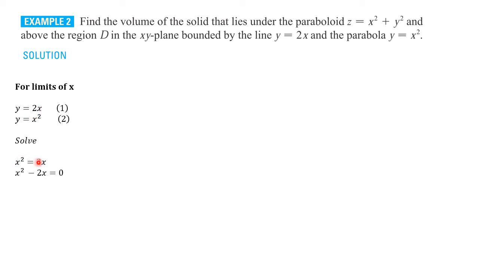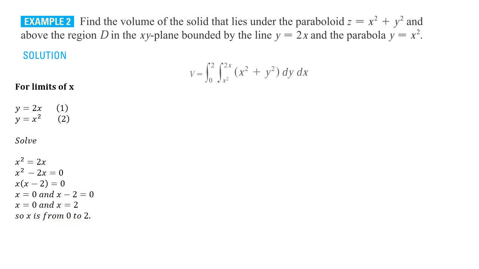We'll get x square is equal to 2x. Shift 2x to the left side, we'll get x square minus 2x is equal to 0. Solve it and we'll get the limits of x from 0 to 2. So the volume will be integrate from 0 to 2, integrate from x square to 2x, x square plus y square dy dx. So integrate x square plus y square with respect to y.